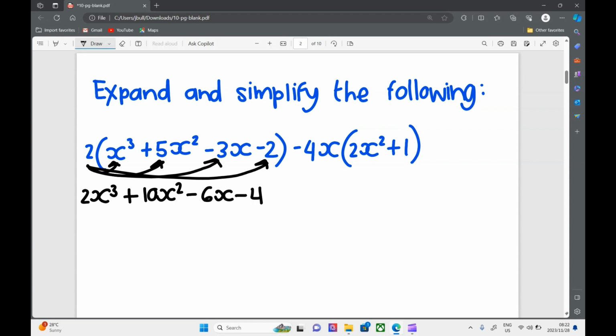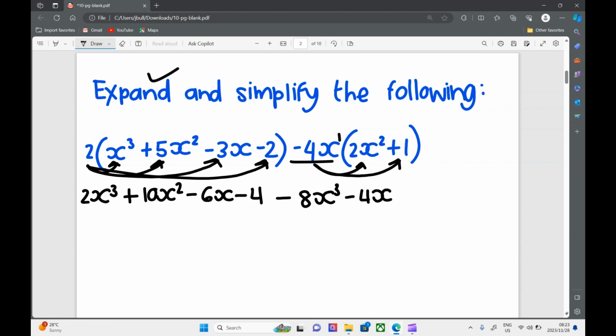Then the next bracket we do the same thing. So minus 4. Just remember you've got to include this minus now. So minus 4 times 2 is minus 8. And then we've got x and x squared. So that becomes x cubed. Remember, you can imagine there's a little 1 there. So a 1 and a 2 makes a 3. And then minus 4x times 1 is going to be minus 4x. So that is all of our expanding done.